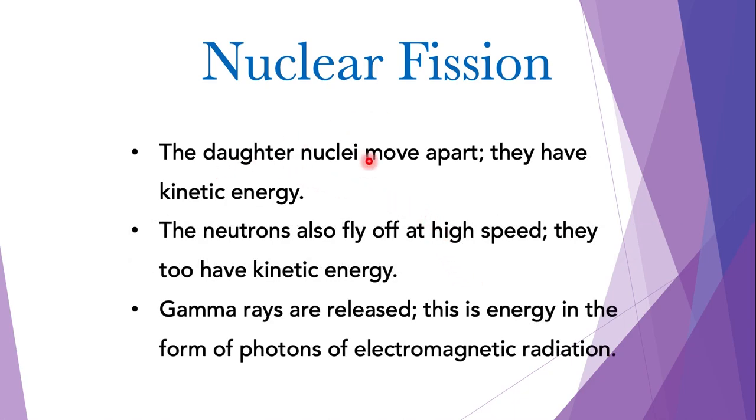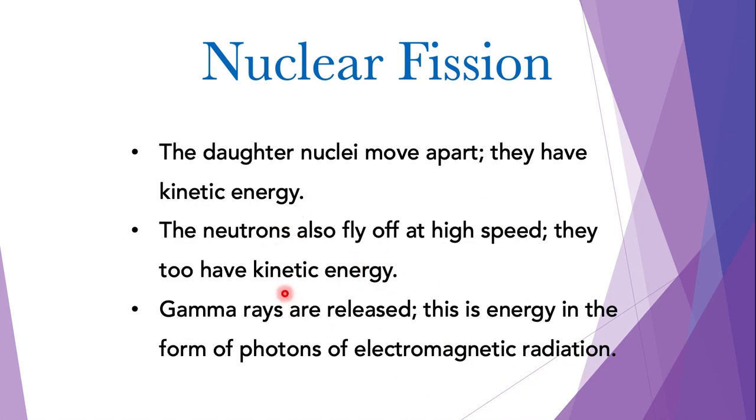So the daughter nuclei move apart. They have kinetic energy, okay? So how do they move apart? They have kinetic energy, some sort of energy that makes them move apart. Secondly, the neutrons also fly off at high speed, so they too have kinetic energy. And lastly, gamma rays are released. This is energy in the form of photons of electromagnetic radiation.